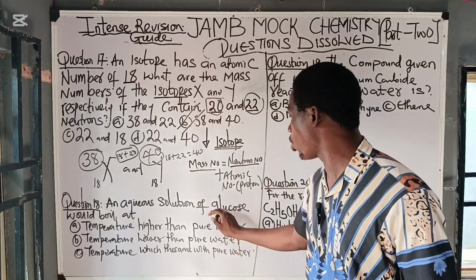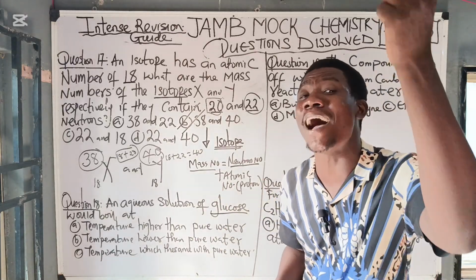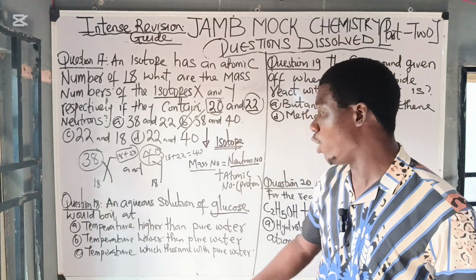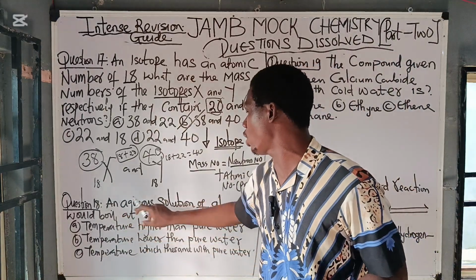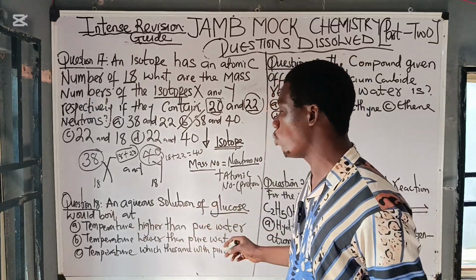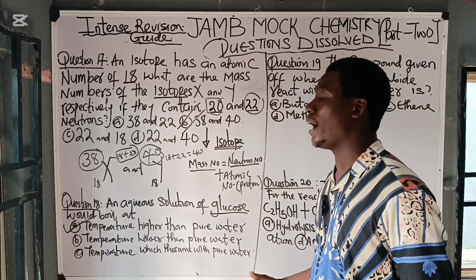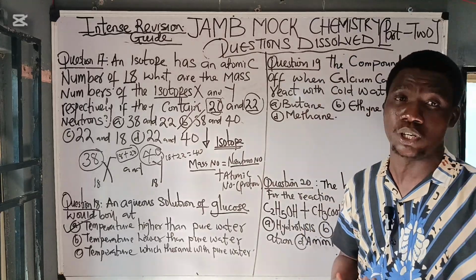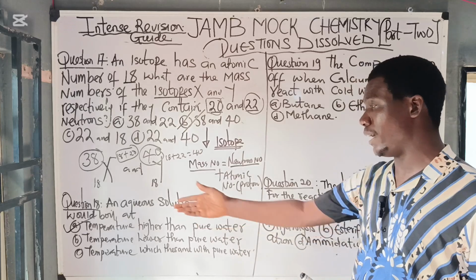So if I add glucose to water, I'm increasing the impurity of the water, thereby increasing the boiling point. So a temperature higher than pure water. That should be the answer. They said an aqueous solution of glucose will boil at a temperature higher than the pure water. Pure water boils at 100 degrees Celsius. So if you add glucose to it, it increases the boiling point.